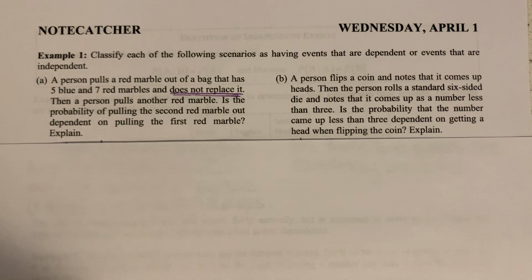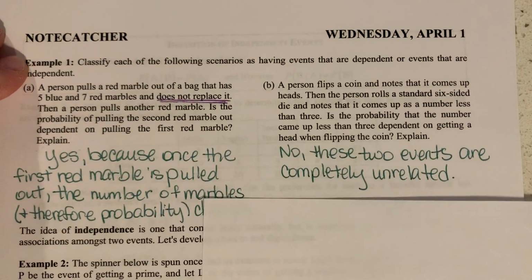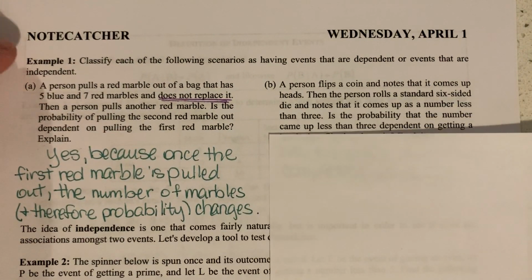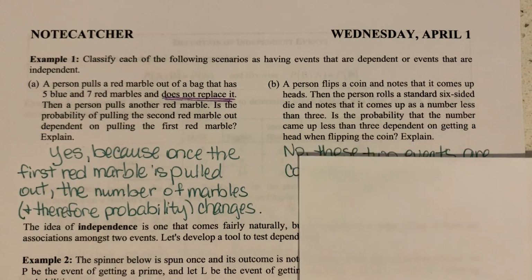Well, I didn't put it back. So now when I pull out the second red, I only had 6 reds to pull from, but I still had all 5 blue. So it definitely does change my probability, because once I pulled that first red marble out, the number of red marbles changes, and therefore the probability changes. So that definitely does depend on pulling that first red one out.